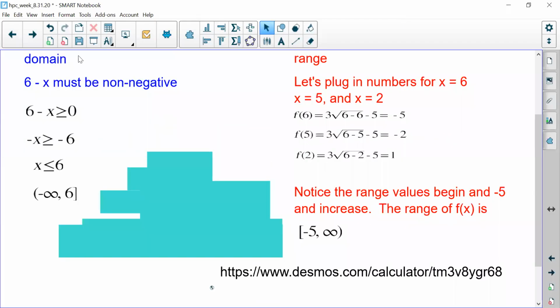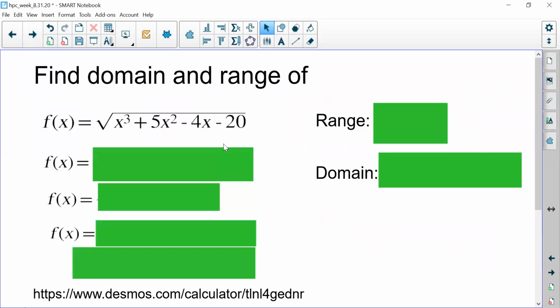All right, let's continue. Last problem. This is a great problem. You've got the square root of this monster. I hope right away you're thinking, square root, the thing inside here cannot be negative.